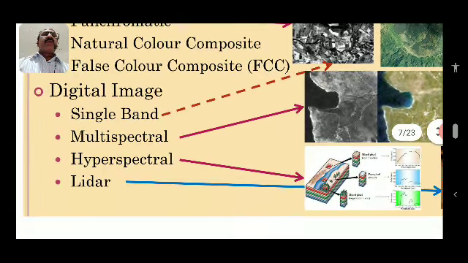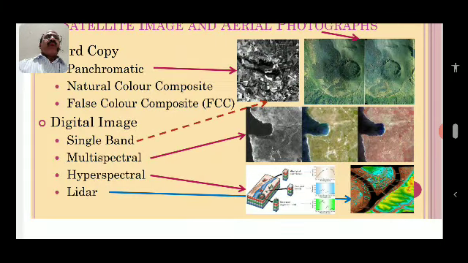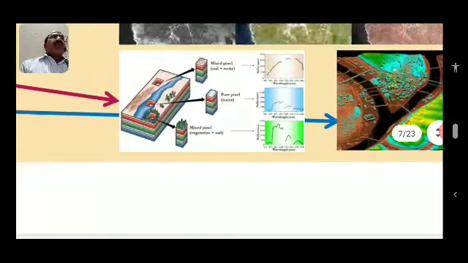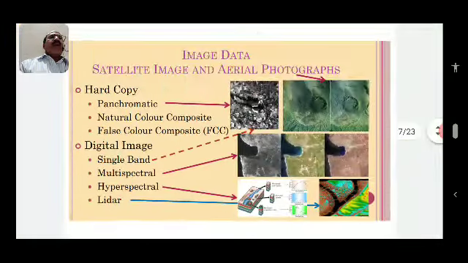Then the second one is the digital image. We have a single band. Panchromatics are single band. Then multispectral, we have different bands, band 1, band 2, band 3. Then you have the hyperspectral. There are hundreds of spectral bands. Then you have the LIDAR also, which is now extensively used for geographic analysis.